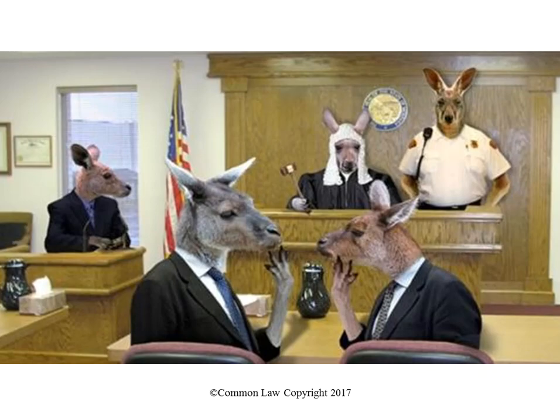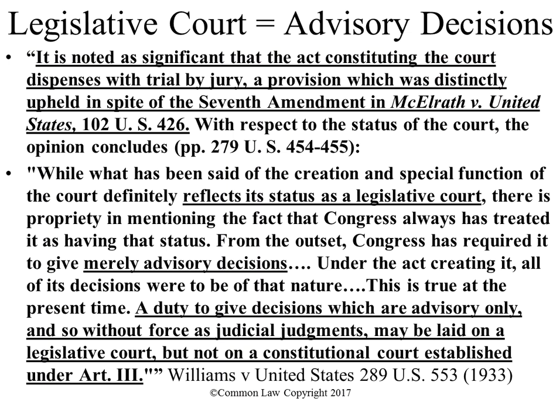It's a kangaroo court. And it is noted, this is Williams versus United States, and this is talking about legislative courts only giving advisory decisions. These are all legislative courts. It is noted as significant that the act constituting the court dispenses with trial by jury, a provision which is distinctly upheld in spite of the Seventh Amendment. With respect to the status of the court, the opinion concludes, while what has been said of the creation of special function of the court definitely reflects its status as a legislative court, there is propriety in mentioning the fact that Congress always has treated it as having that status from the outset. Congress has required it to give merely advisory decisions.